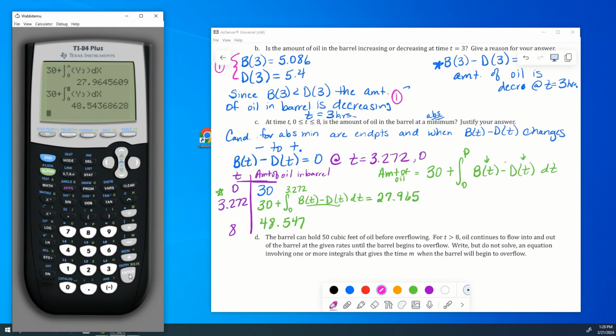And then I'm going to read the question again and answer it using words from the problem. At what time is the amount of oil in the barrel a minimum? There's my minimum value. I'm looking at these three values. At t equals 3.272 hours, the oil in the barrel is at an absolute minimum.